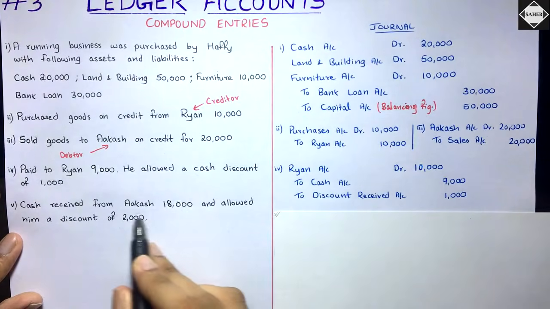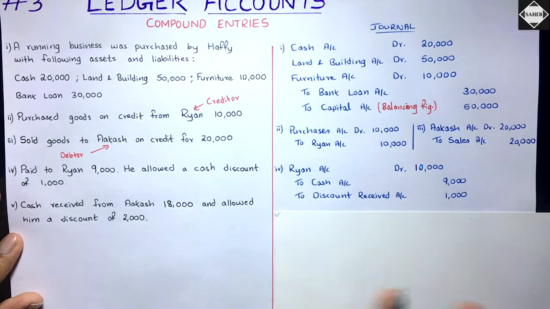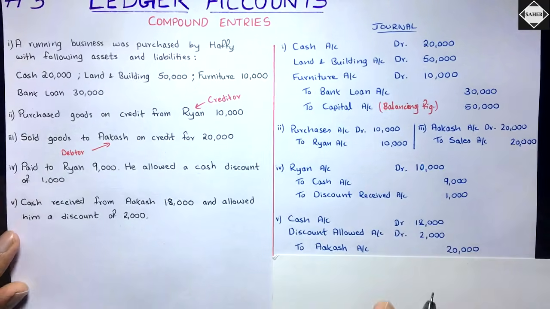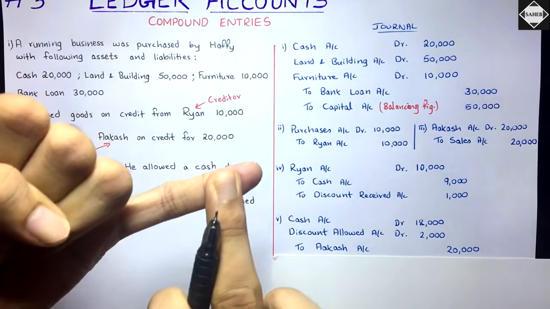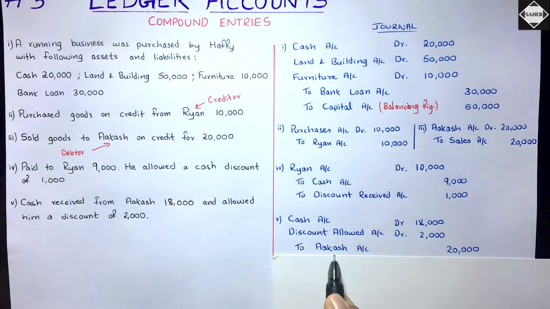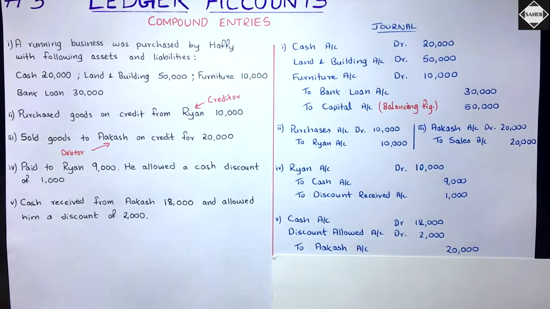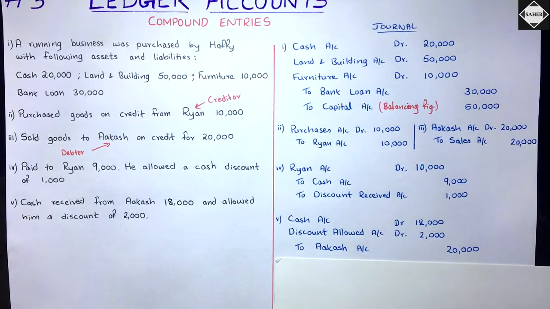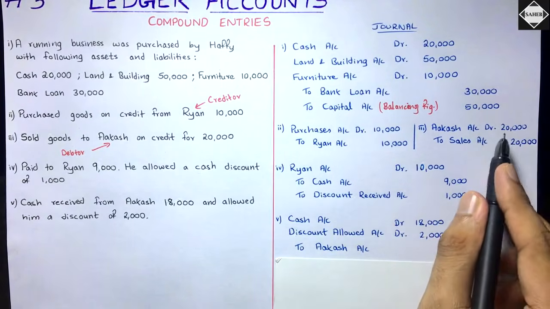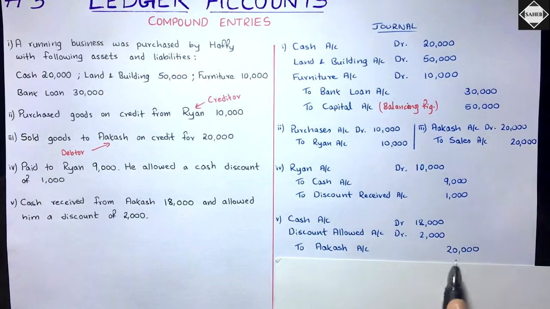So cash received from Akash 18,000. So the entry would be like this. See here, cash account debit. You are getting the cash, how much? 18,000. And then Akash's asset will be reduced by the entire 20,000, because in future we are not going to get any more money from Akash because we have given him discount. So the entire 20,000 you are going to reduce. 20,000 here it was there, right? That entire thing you have to reduce.